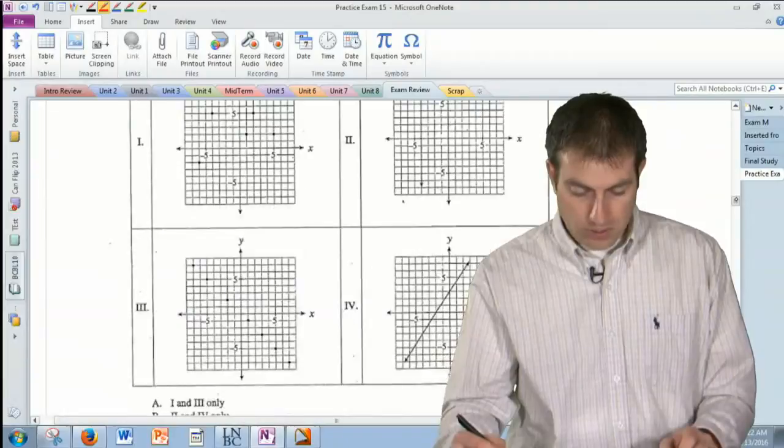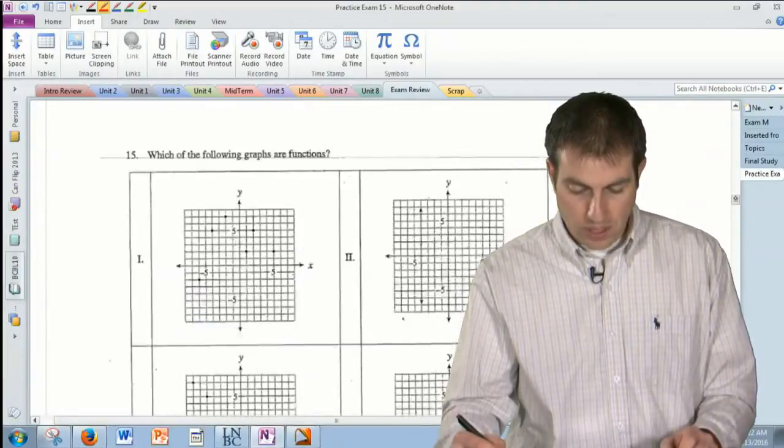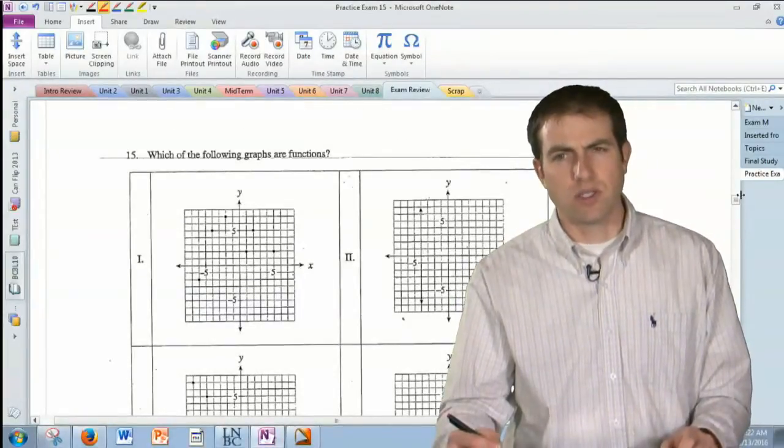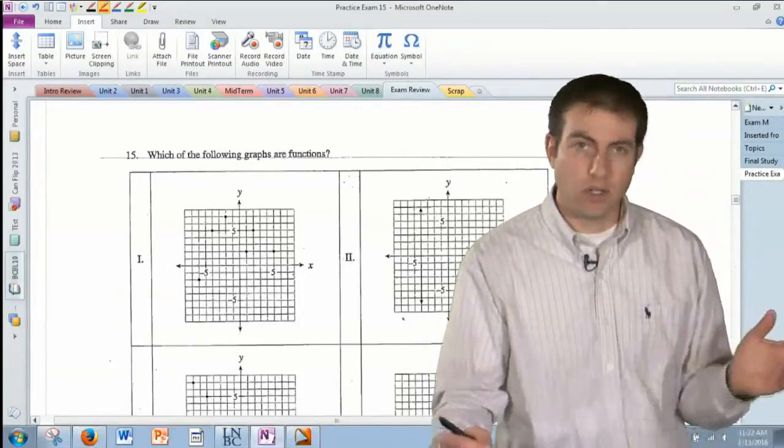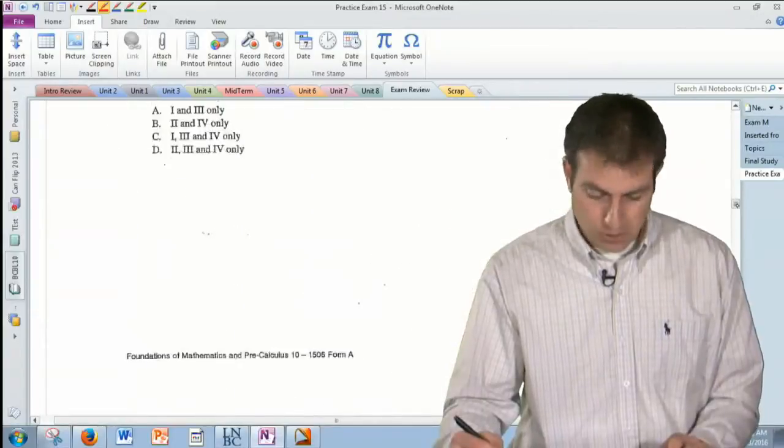I'll post up all the answers to these. This is which of the following are functions. So this is a vertical line test question. If you can draw a vertical line that intersects more than one point, it's not a function. Pretty straightforward.